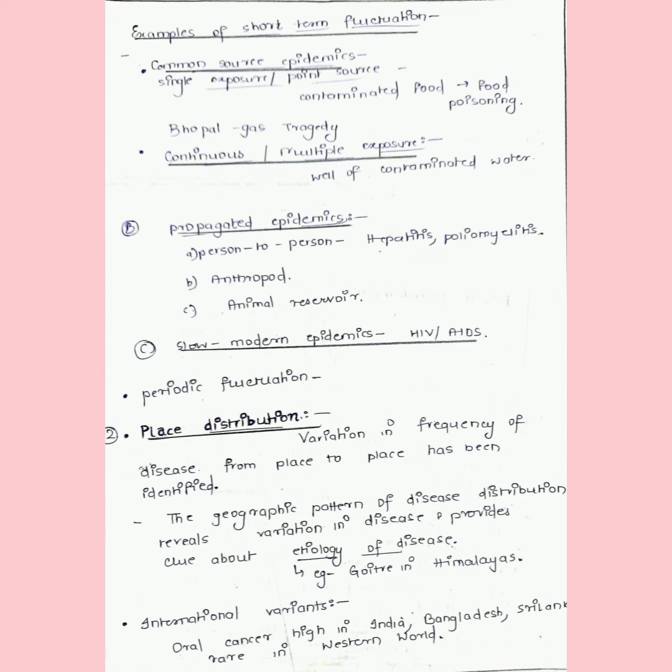Again, even place has a role to play in the pathogenesis of disease or in the risk factor. So it can give a clue about the etiology or the risk factor. The geographic pattern of disease distribution can reveal the variation in disease, like why is goiter more prevalent in Himalayas. Then there can be international variations, like oral cancer is common in India, Bangladesh, Sri Lanka and Pakistan, whereas not in the Western world. That is because of the habits of the people.